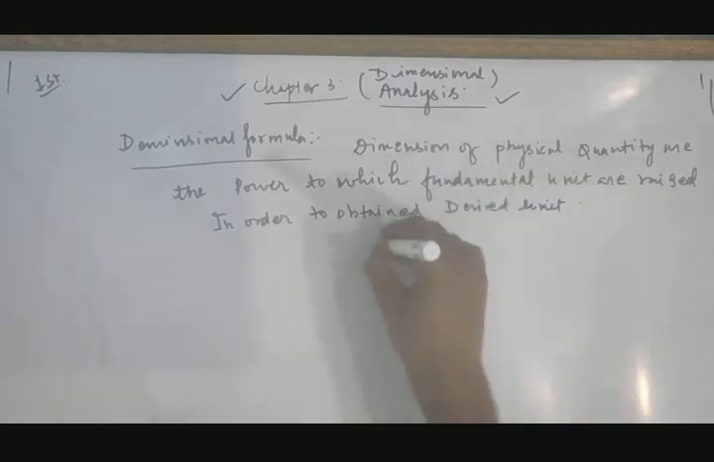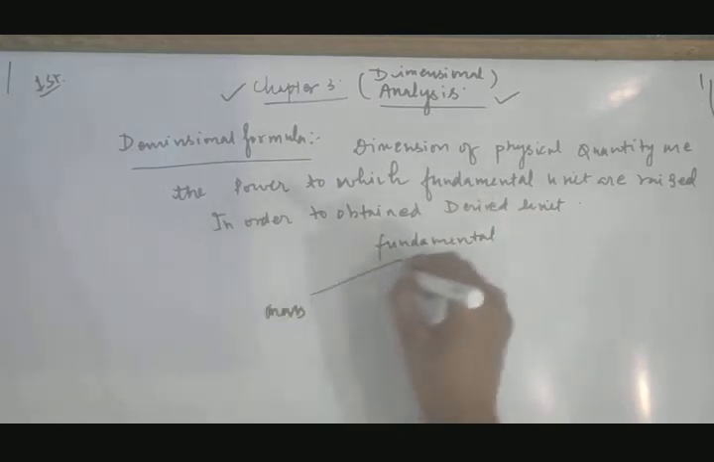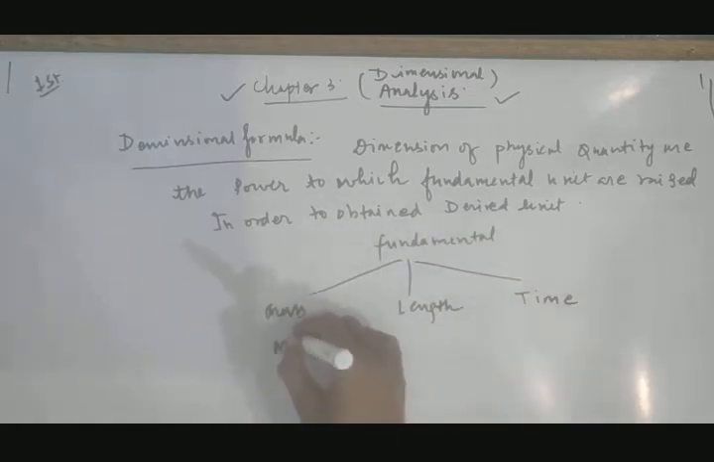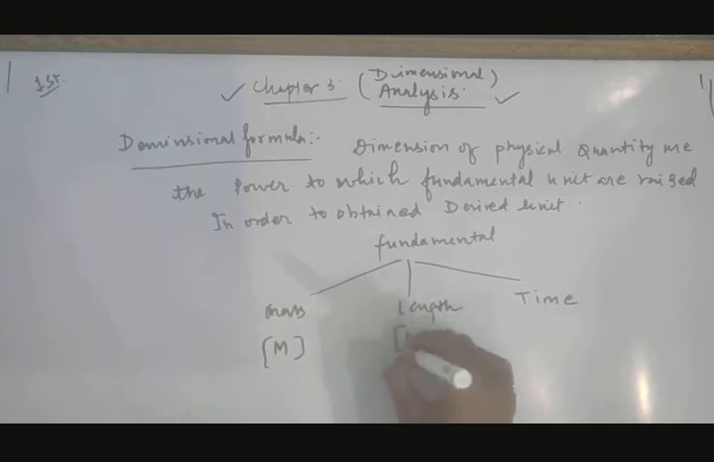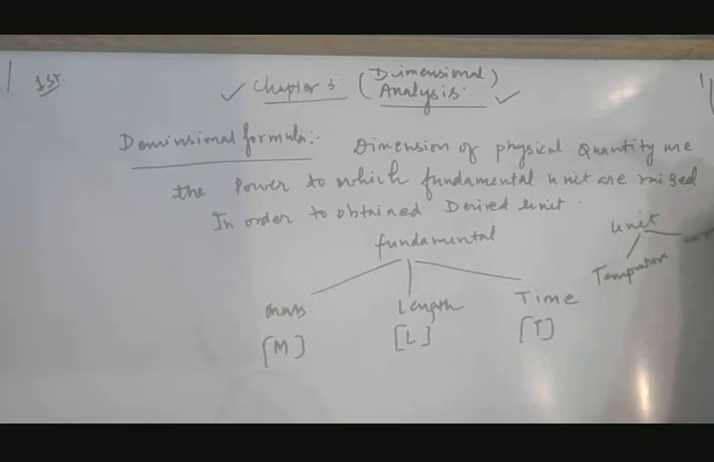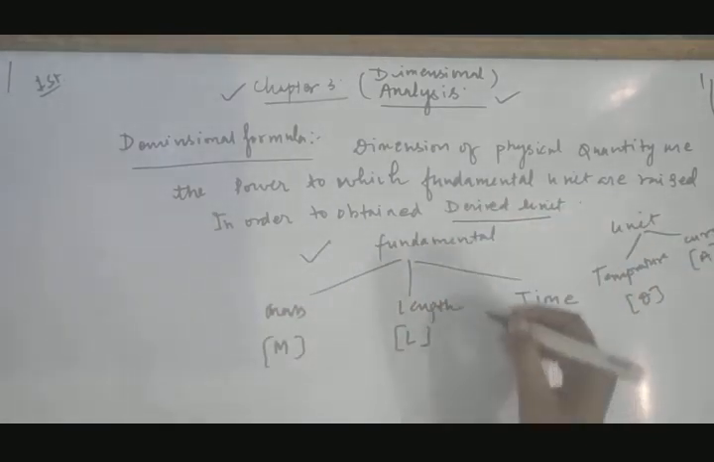Let's understand what is a fundamental unit. There are basically three fundamental units. First is mass, length and time. Mass is represented in this manner, length is represented in this manner, and time is as well. These are the three fundamental units, and other units are temperature and current. Temperature is represented by theta and current by ampere. But three fundamental units are there: mass, length and time. For obtaining the different derived units, we just raise the powers of these fundamental units.